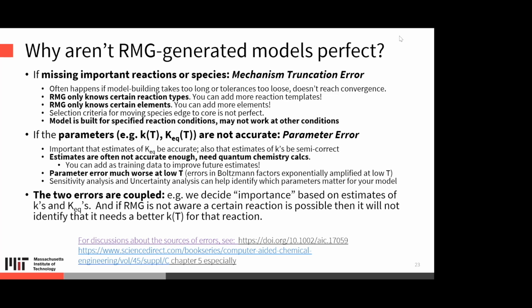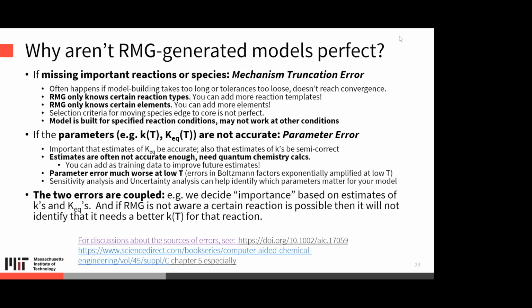Another possible reason is you actually have the correct reaction network, all the correct species and reactions, and you just have the wrong numbers. You have the wrong rate constants, you have the wrong equilibrium constants, and therefore your predictions are not accurate, but it's just because the numbers are wrong. And this one is very common in low temperature simulations in RMG because it really needs very high accuracy for the energies to get good predictions at low temperature.